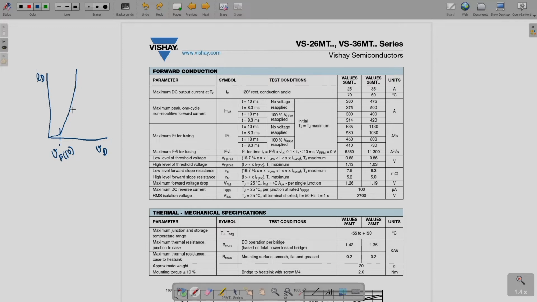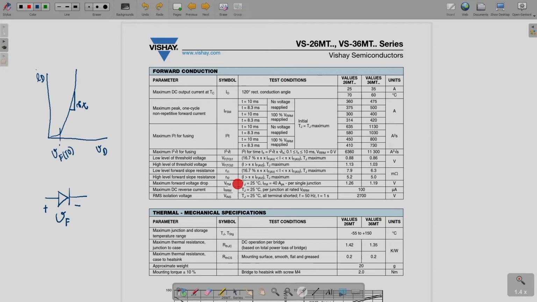So, here there is that slope which is your RT. So, low level and high level, two of them, your RT1 and RT2 are provided here. Then maximum forward voltage drop. So, what is the maximum forward voltage drop? This drop over here, Vf, that appears while it is forward biased and it is conducting, what could be the maximum voltage that is given.